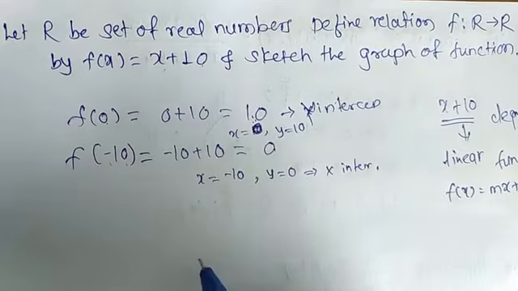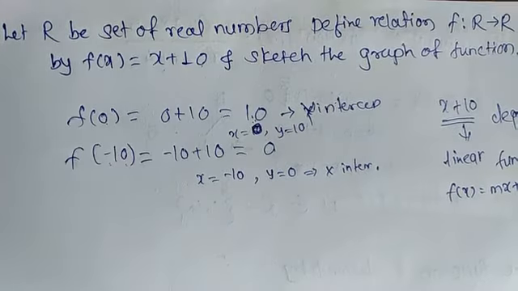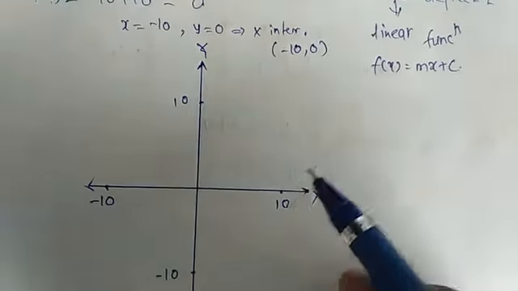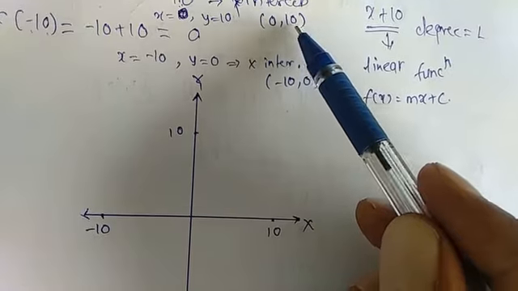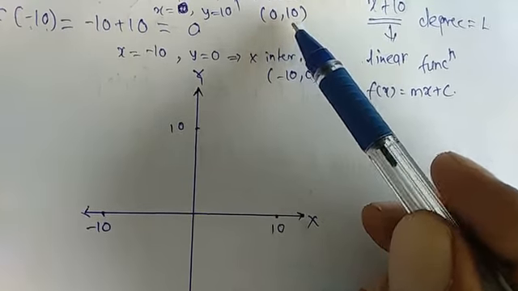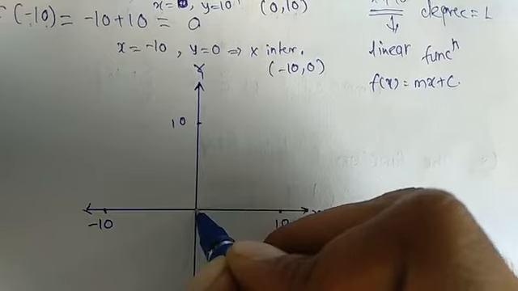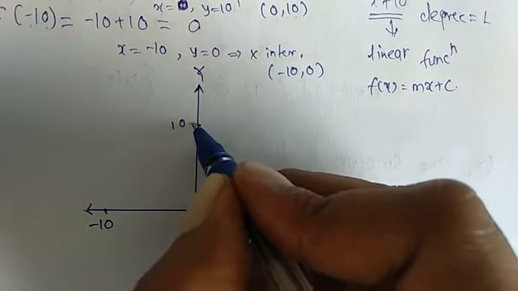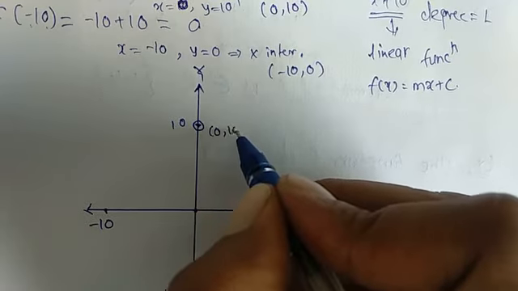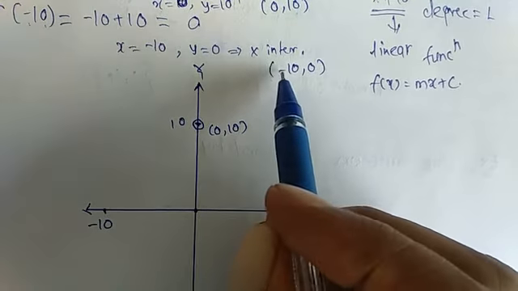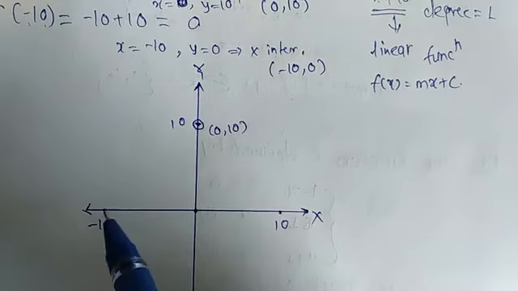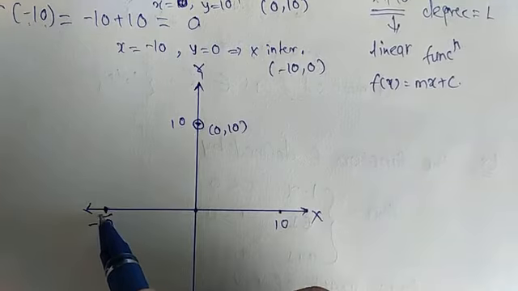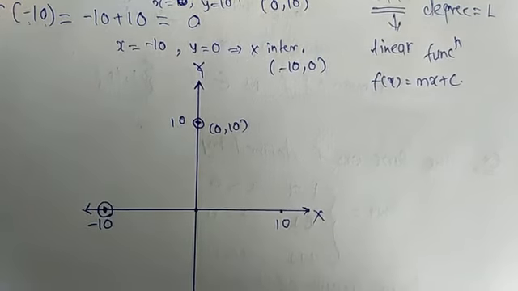Okay, so when you are drawing the graph, you have to draw a line passing through these 2 points only. Now the first, the y-intercept, is 0, 10, so it should be on the y-axis. For x is equal to 0, y is 10, so our first point is 0, 10. And the second, the x-intercept, is minus 10, 0: the value of x is minus 10 and the value of y is 0.